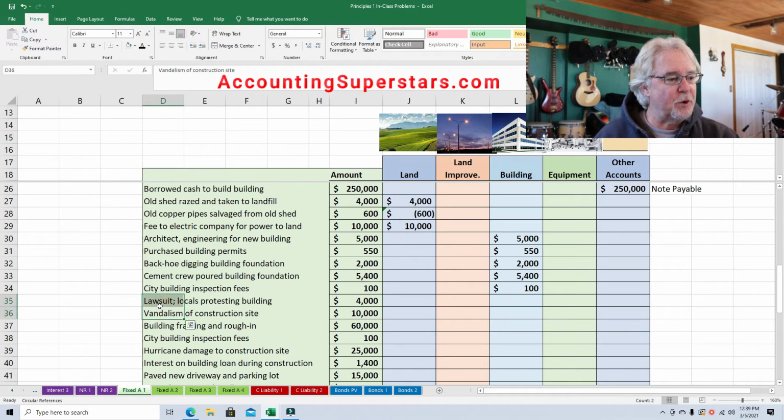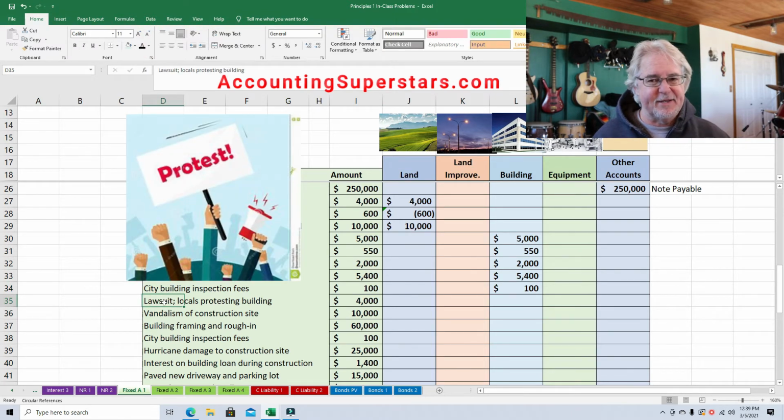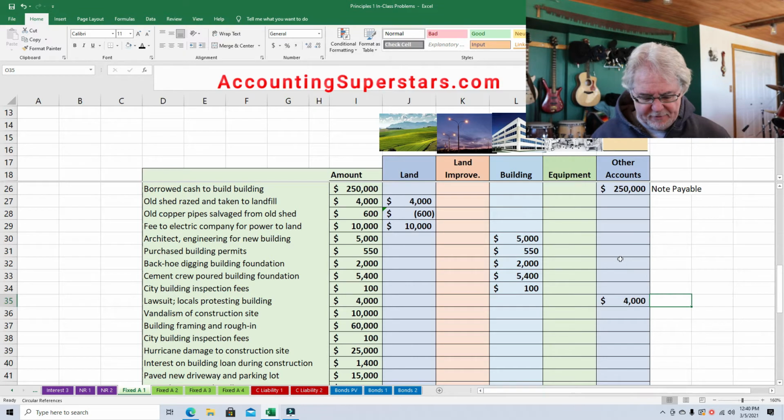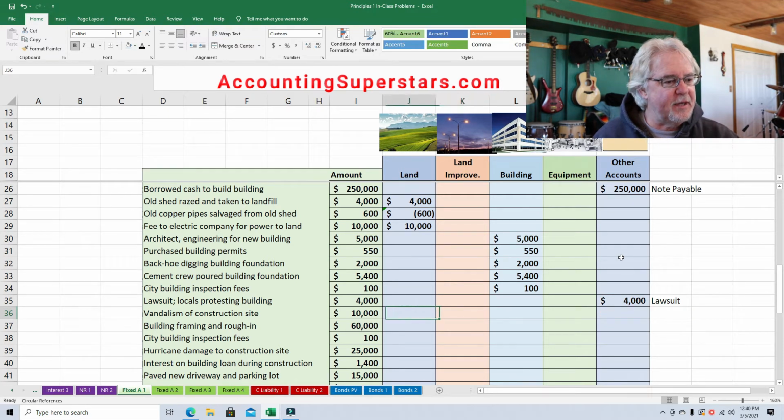Lawsuit, locals protesting the building. Maybe they think it's too high or too big or something, or for whatever reason they're protesting. And so Fred had to hire a lawyer and maybe go to court or something. Now, we're not going to include this as part of the cost of the land or the building because this is kind of an odd thing. It's something that you wouldn't think happens very often. But I'll make a note right here. Lawsuit. There we go.